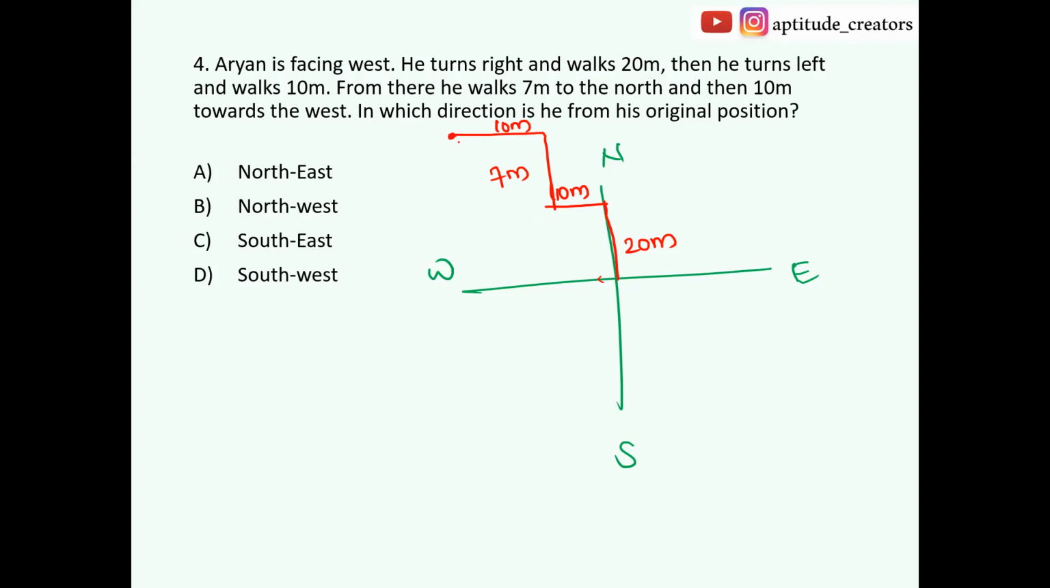Now, what is the question he's asking? In which direction is he from the original position? Yes, this is the starting point and this is the ending point. The person is in which direction? Most of the people will say west direction, but west direction will not be possible.